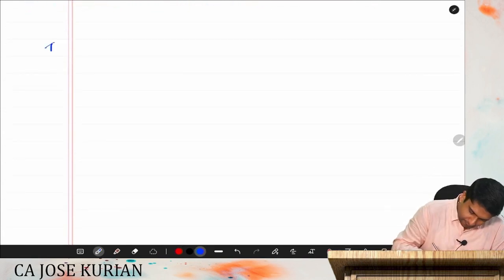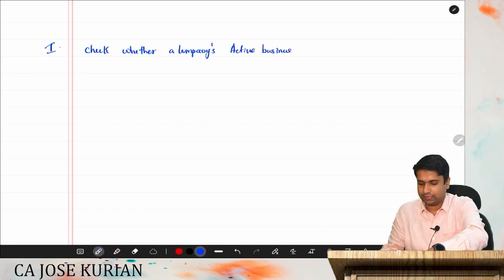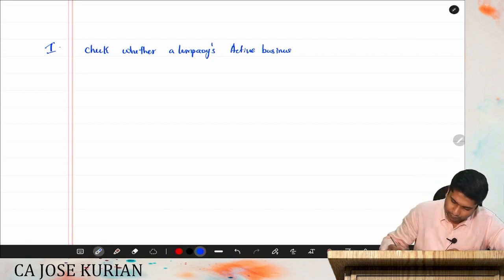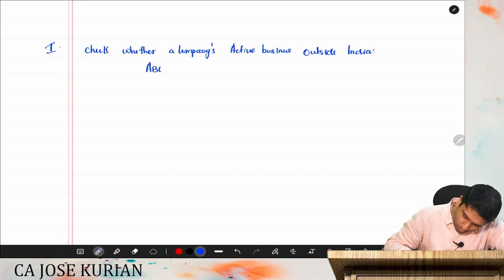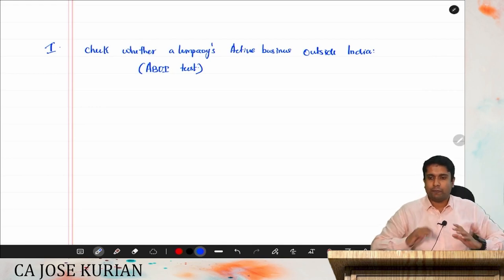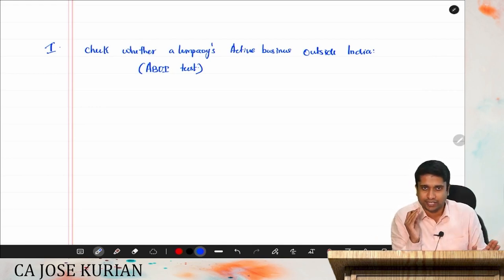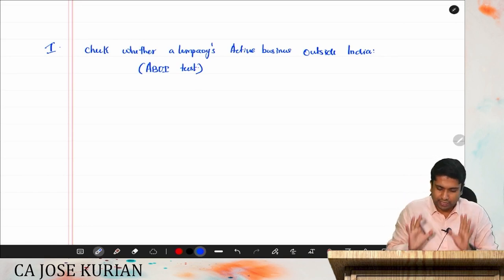Under that, step number one, write: check whether a company's active business is outside India. We will call it the ABOI test. So friends, what is ABOI? Active business outside India. Before determining place of effective management, the first thing that you need to check is whether a company's active business is outside India. So how do you determine active business outside India?